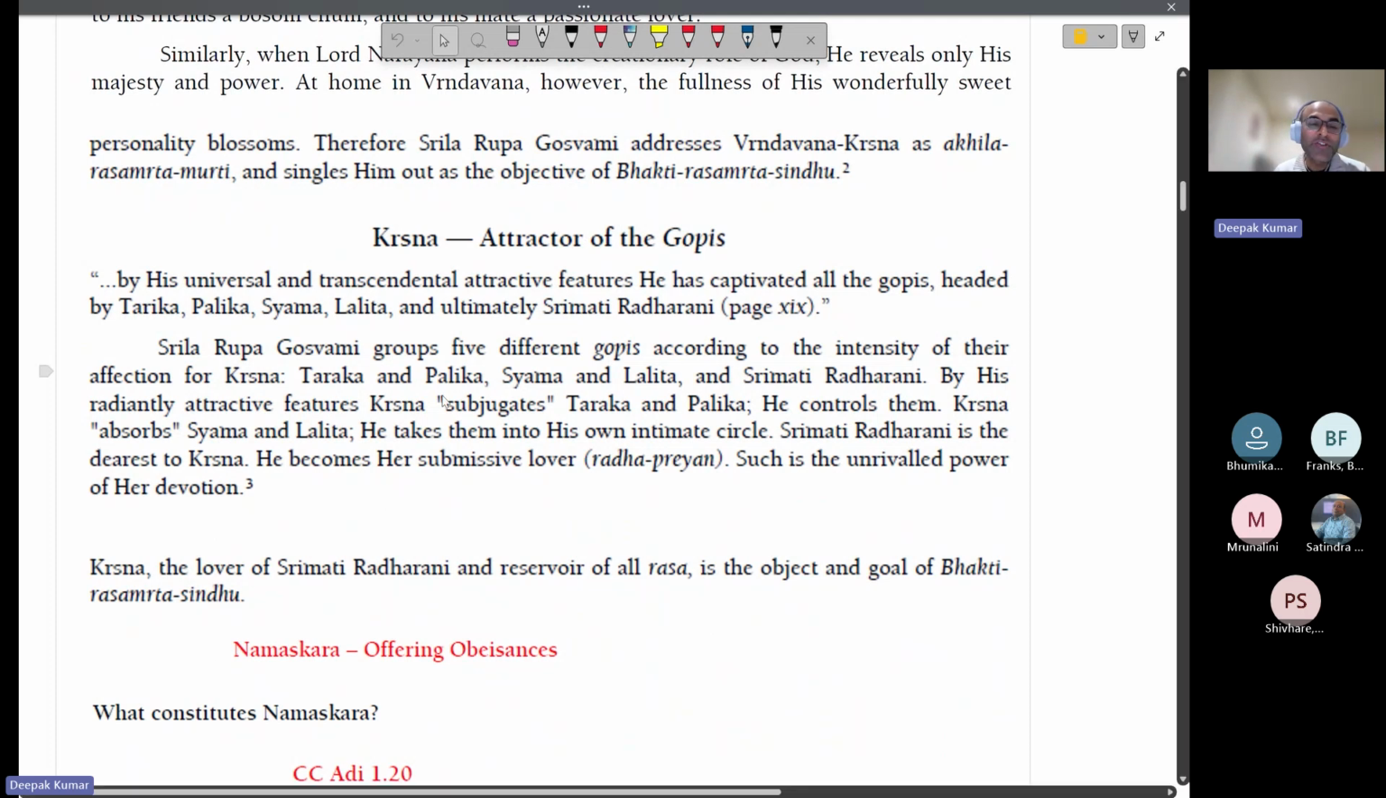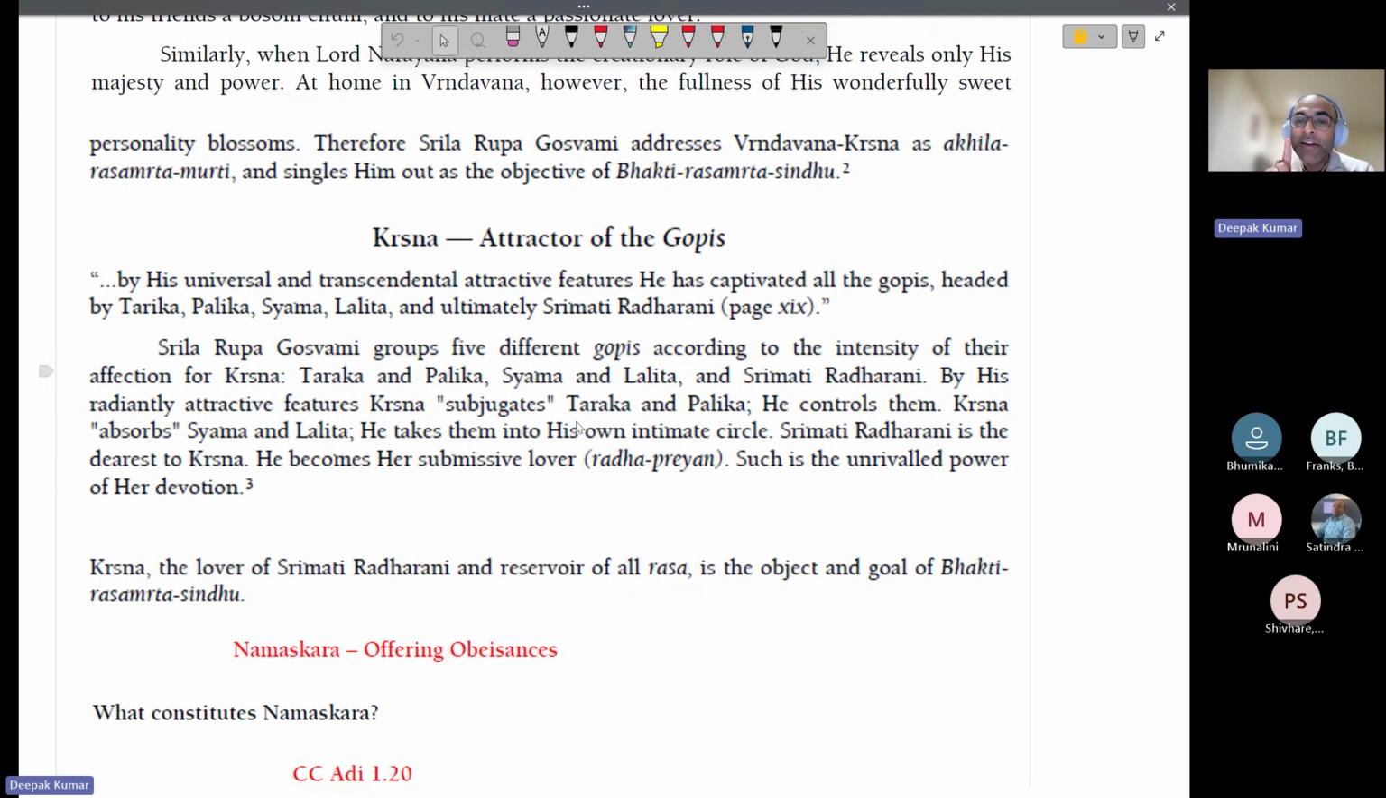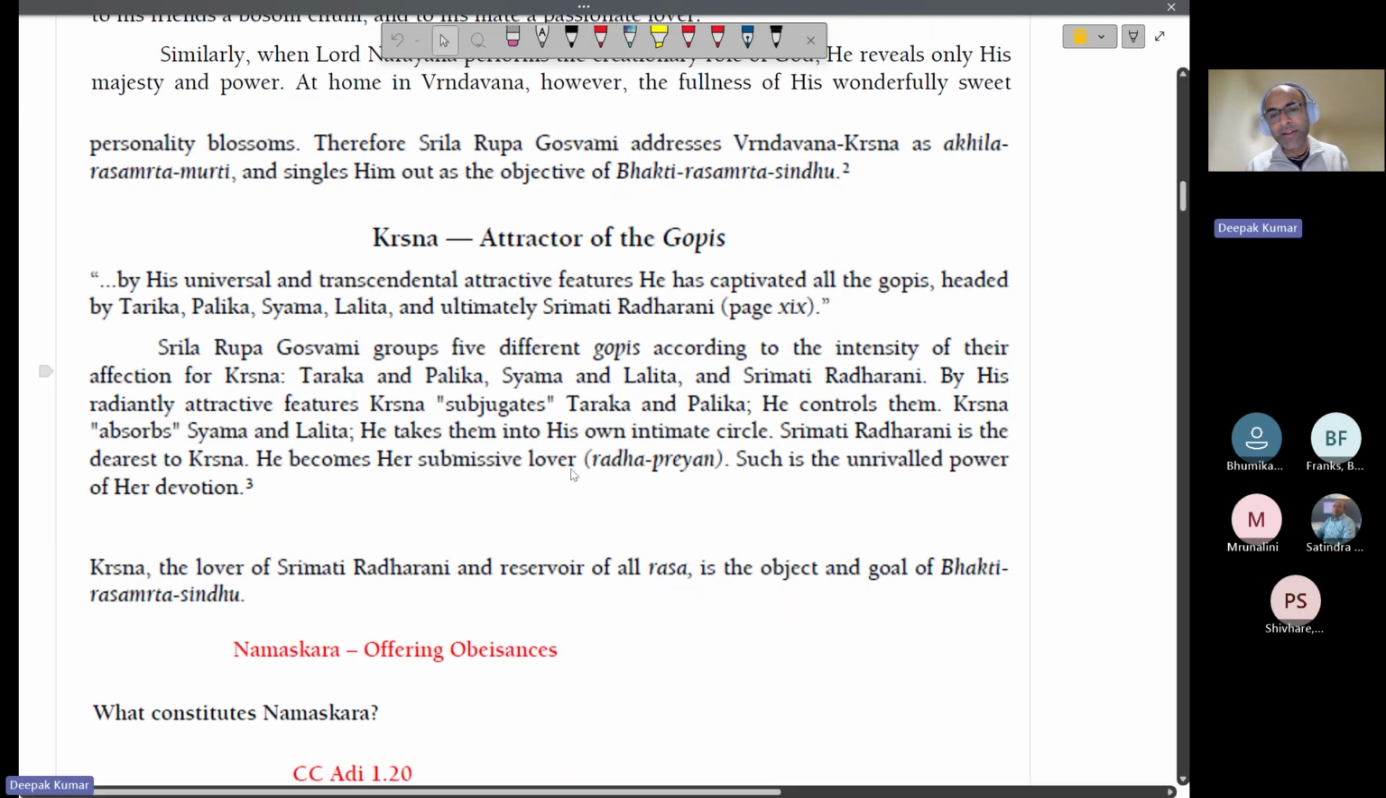Srila Rupa Goswami groups five different gopis according to the intensity of their affection for Krishna: Tarika and Palika, Shyama and Lalita, and Srimati Radharani. By his radiantly attractive feature, Krishna subjugates Tarika and Palika, right? Just by his attractive features, they have lost their heart. He controls them just by his feature.